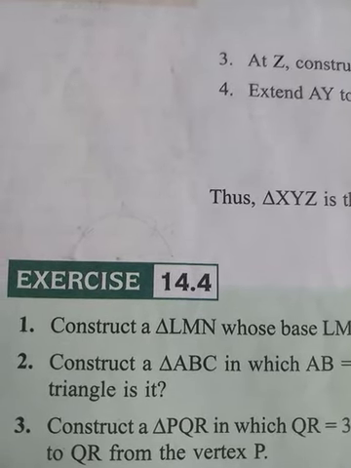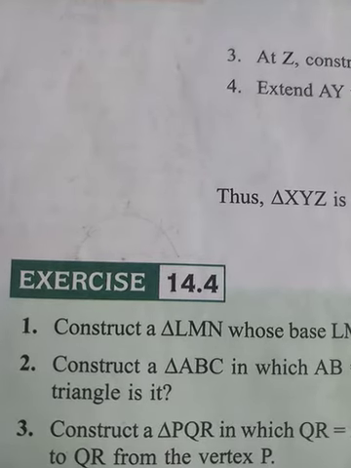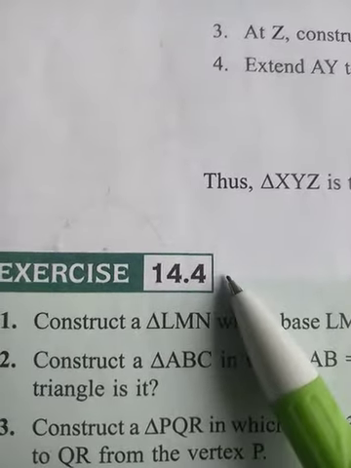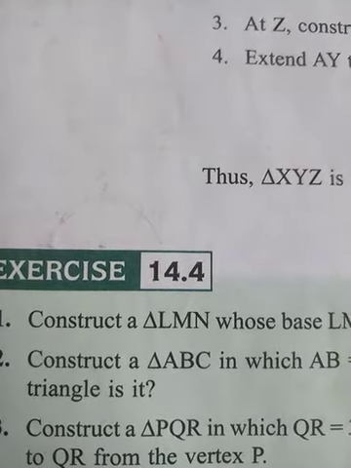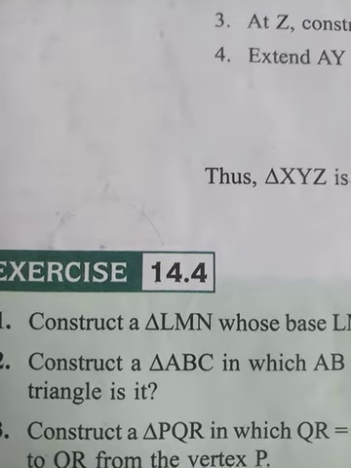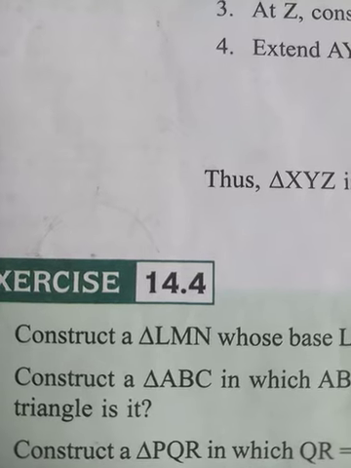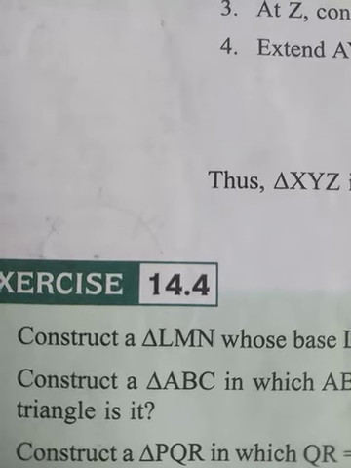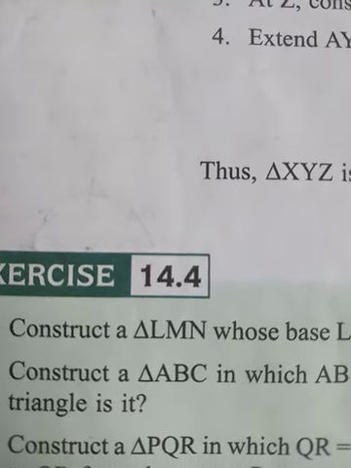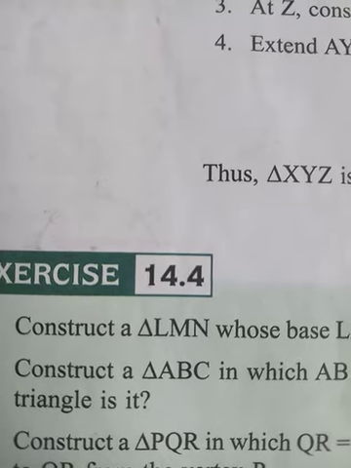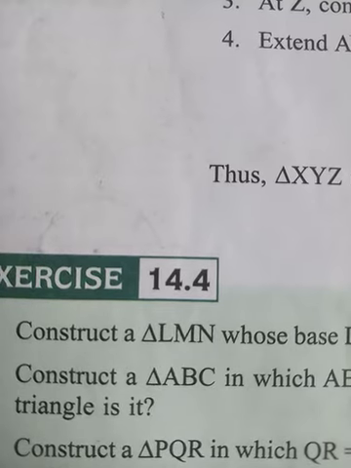So beta, we are doing chapter number 14, and today, as you know, we have to start exercise 14.4. In this exercise we have to make the triangle. For the construction of the triangle in this exercise, we are given two angles and the length of one side. So let's see how to do the construction when two angles and the length of one side are given to us.